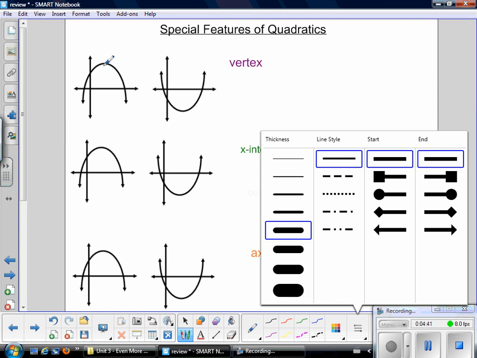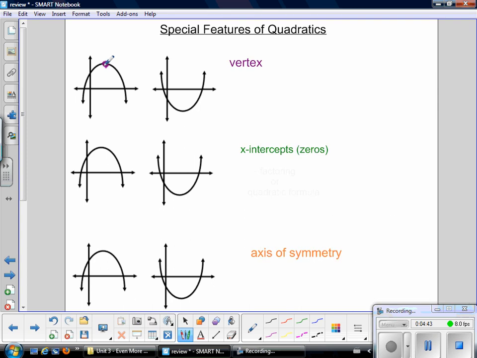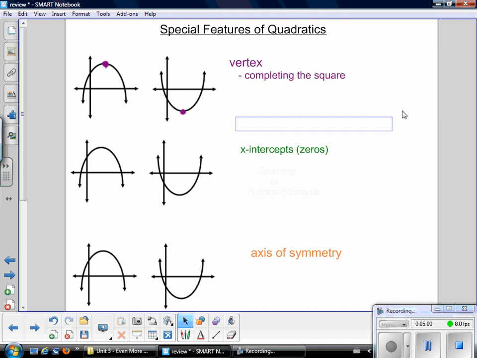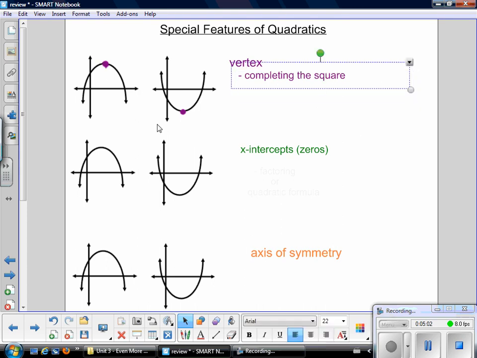So the vertex is the highest point if a parabola turns down, or it's the lowest point if the parabola turns up. Now, the reason I'm interested in the vertex, or how I can get it, is I can complete the square. Completing the square will help me find the vertex.